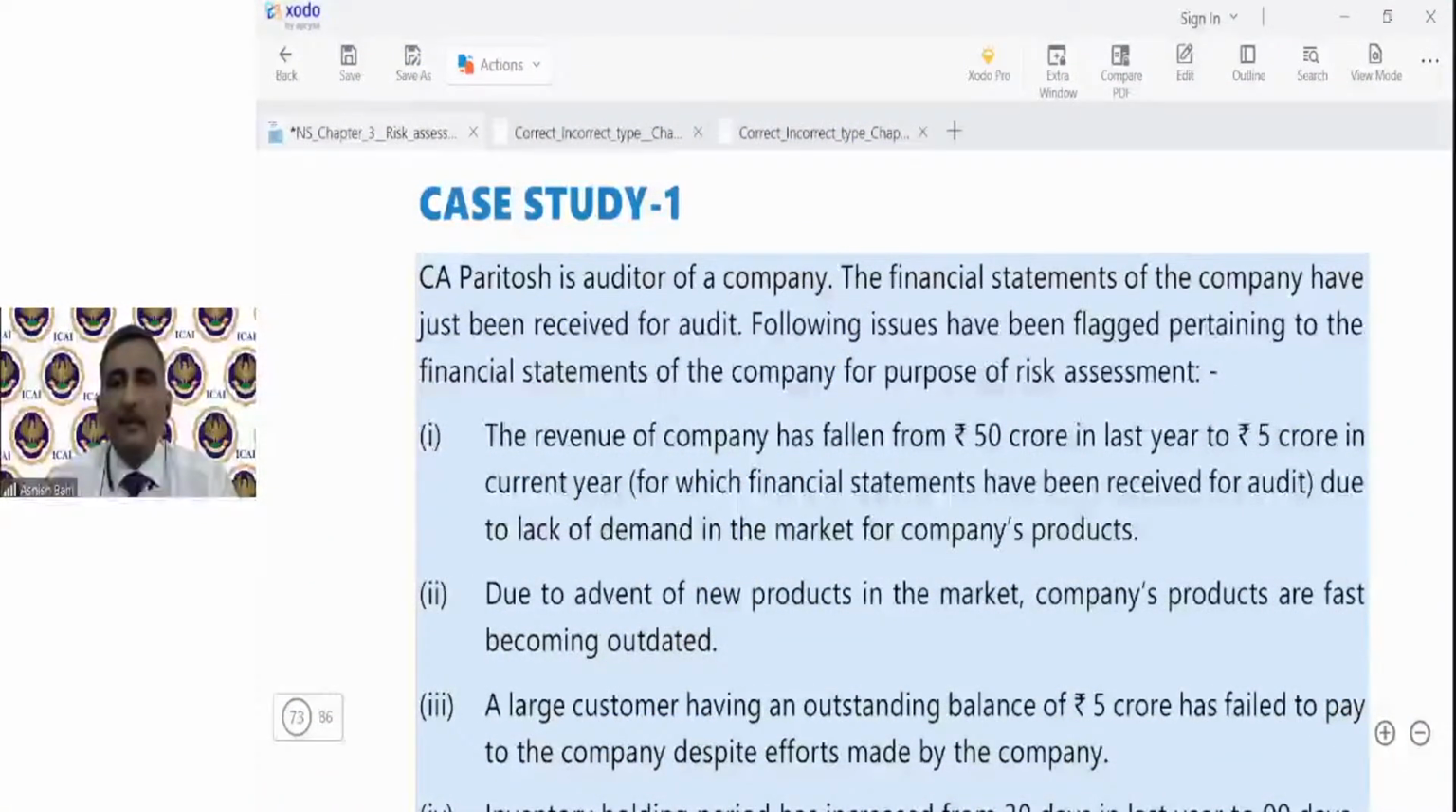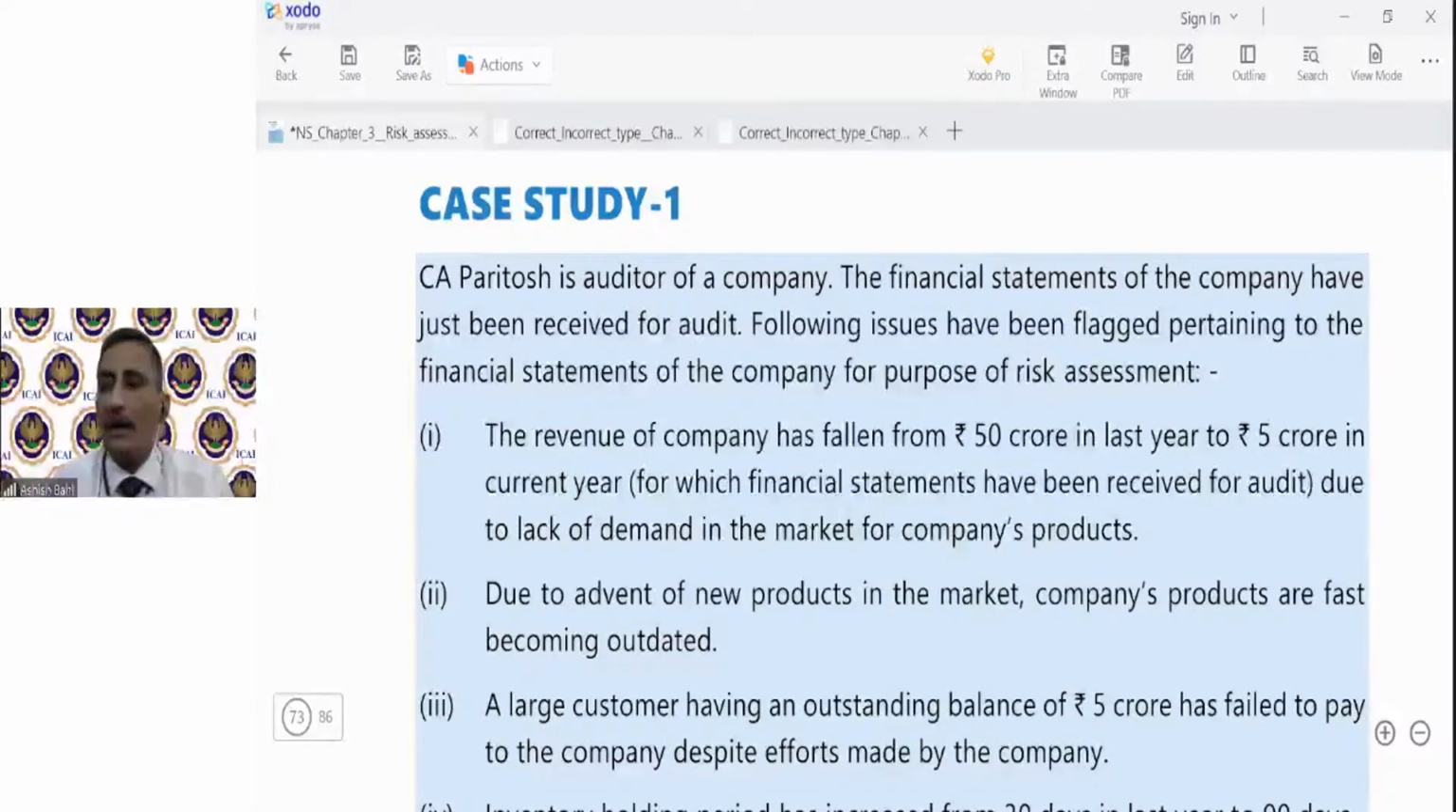Welcome back, guys. So, as I told you, we'll be doing a case study. So, we have with us CA Rajiv Sachdeva sir also. Welcome, sir. Good morning, sir. Good morning, students. Good morning, all of you. Yes, sir. So, students, are you able to see the case study? Are you able to see the screen, guys?